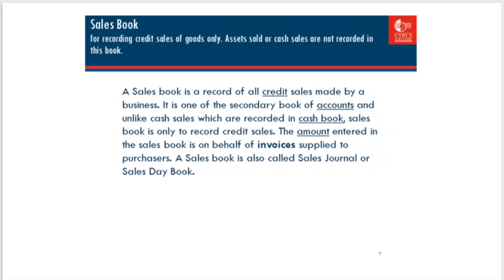Sales book, for recording credit sales of goods only. Assets sold or cash sales are not recorded in this book. A sales book is a record of all credit sales made by a business. It is one of the secondary books of accounts, and unlike cash sales, which are recorded in the cash book, the sales book is only to record credit sales. The amount entered in the sales book is on behalf of invoices supplied to purchasers. A sales book is also called a sales journal or sales day book.